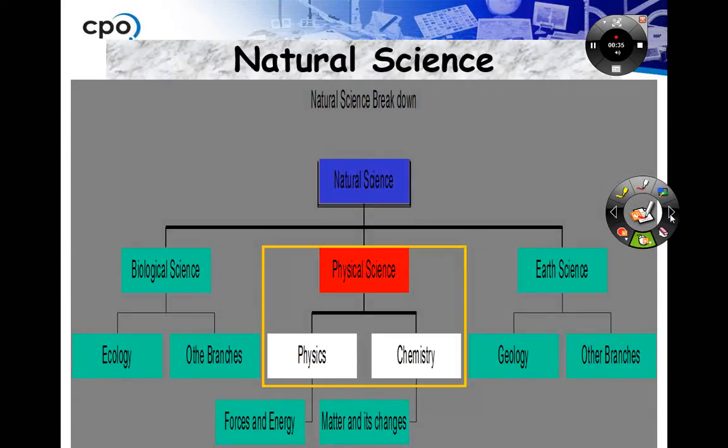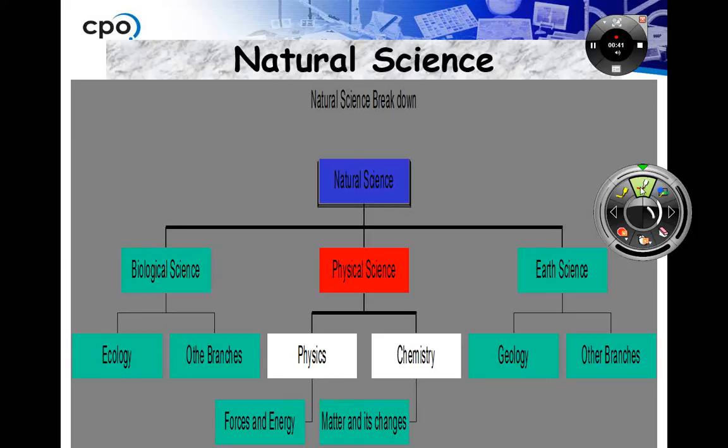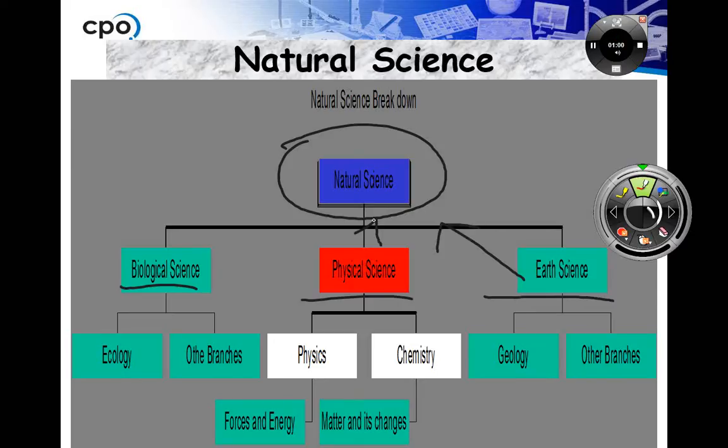Natural science. This is what you need to know, ladies and gentlemen. Natural science looks just like this here. Natural science is harder to see a little bit at the top. It is the main branch that all these other sciences belong to. So, biological science, physical science, and earth science all belong to natural science. It is the main umbrella of the sciences.